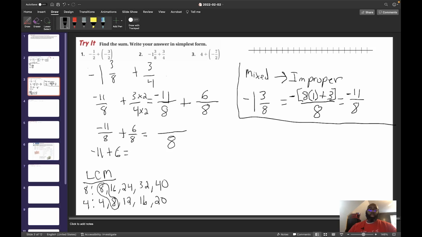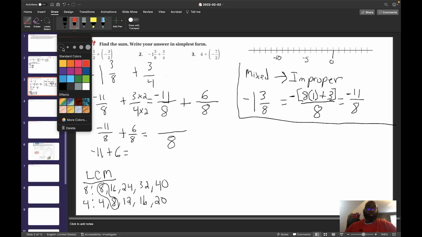So we're going to start on negative 11, and then we're going to add 6. So let's say this is 0. So negative 1, 2, 3, 4. Here's negative 5. Negative 6, negative 7, negative 8, negative 9, negative 10 is here. All right. Let's come here and get this pen. All right, we'll do it like this.